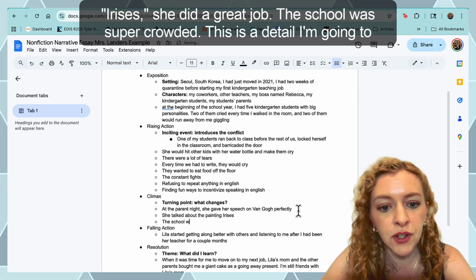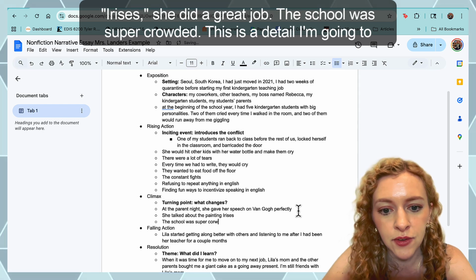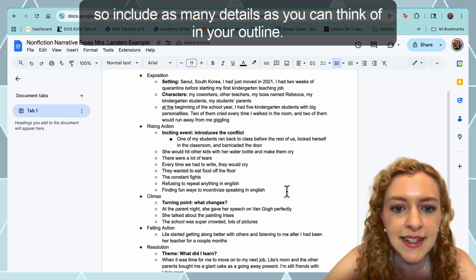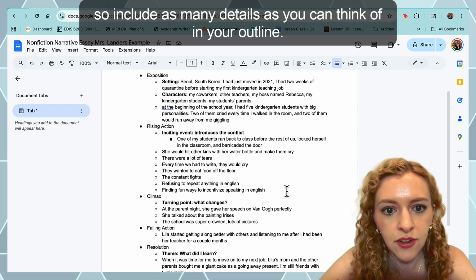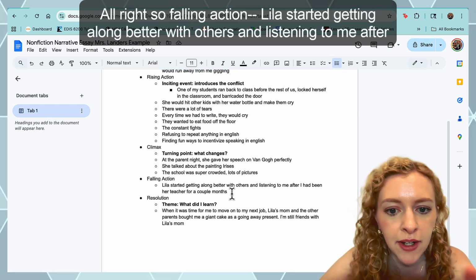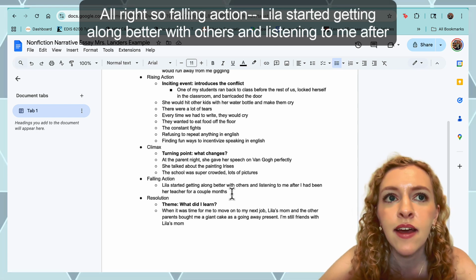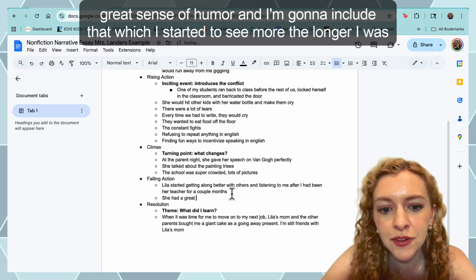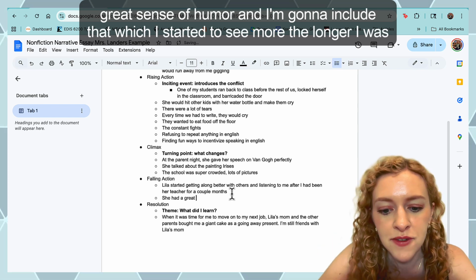The school was super crowded. This is a detail I'm going to include, and lots of pictures. So include as many details as you can think of in your outline. All right, so following action, Lila started getting along better with others and listening to me after a couple months together. She had a great sense of humor, and I'm going to include that, which I started to see more the longer I was her teacher.